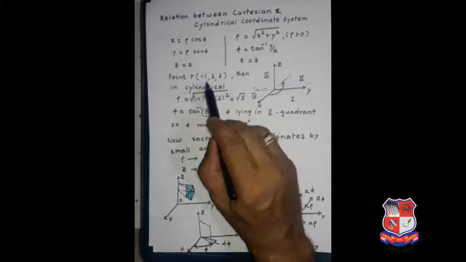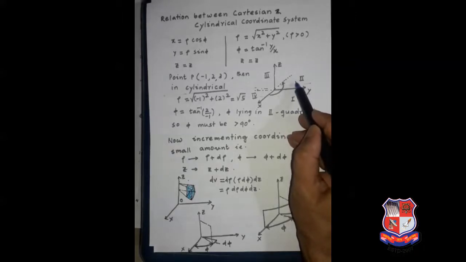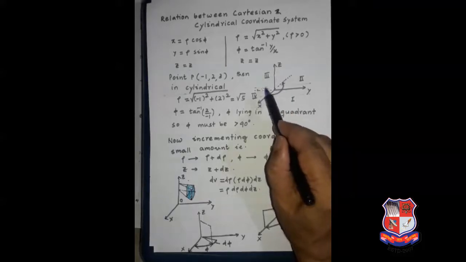the x value is negative. So here you can see the x value is negative, so it is coming somewhere here, and y is positive, so it will be in this quadrant. Where x and y both are positive, that is the first quadrant. If x is negative and y is positive, that is the second quadrant. If both x and y are negative, that is the third quadrant, and the fourth quadrant is where x is positive and y is negative.